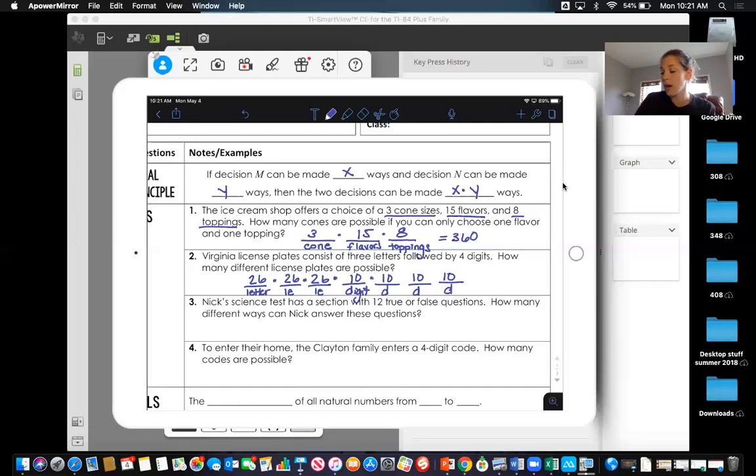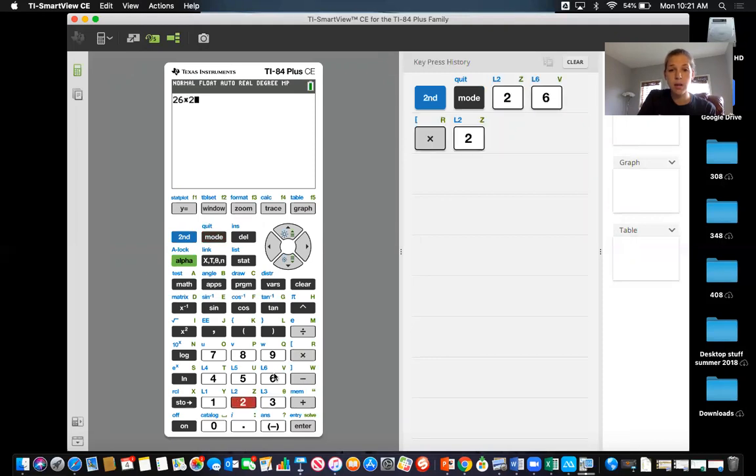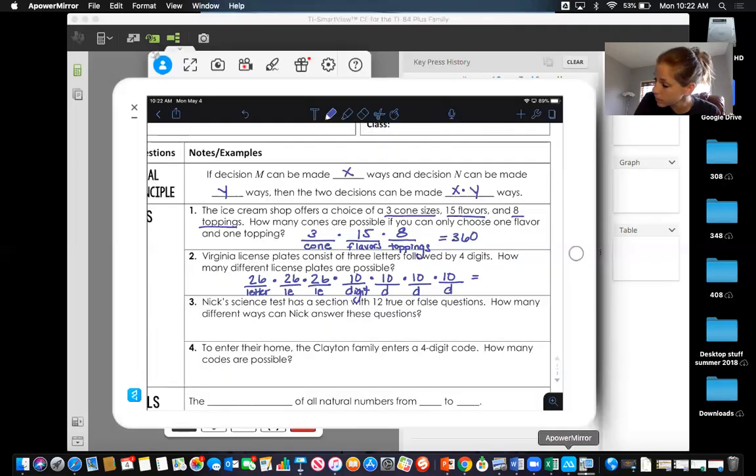Now, chances are your calculator would not be able to do this. So what I would suggest to you is go to your calculator, and I would enter in 26 times 26 times 26. And I would take that big number, 17,576. And then I see that I have multiplied it by 4 tens, which means I'm going to add 4 zeros on the end and then add my commas.